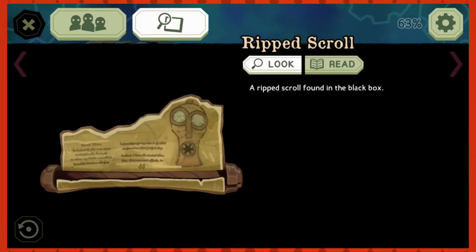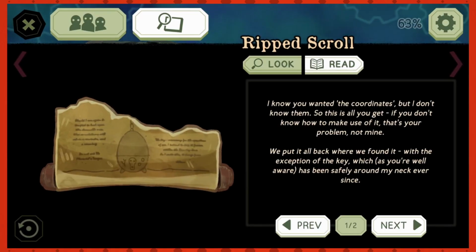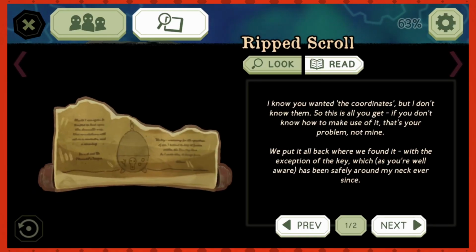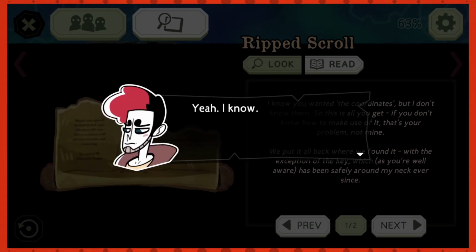It's a scroll. This is the other half of the map. I know you wanted the coordinates, but I don't know them, so this is all you get. If you don't know how to make use of it, that's your problem, not mine. We put it all back where we found it, with the exception of the key, which, as you're well aware, has been safely around my neck ever since. Remember, it destroyed my father within a few short years. He was a man of sturdy constitution, too. Or, he had been. Before we found it, before he spoke to us. A wise man would simply put the entire thing out of his mind. Yeah, I know. Should we put it back together? All in good time.